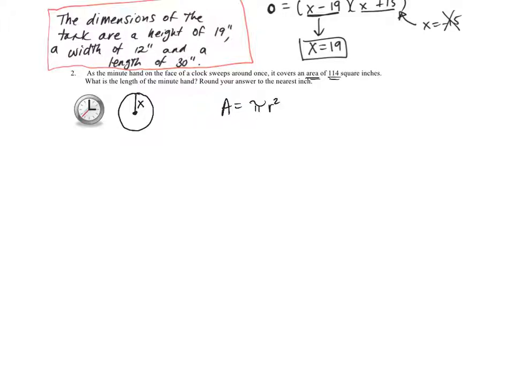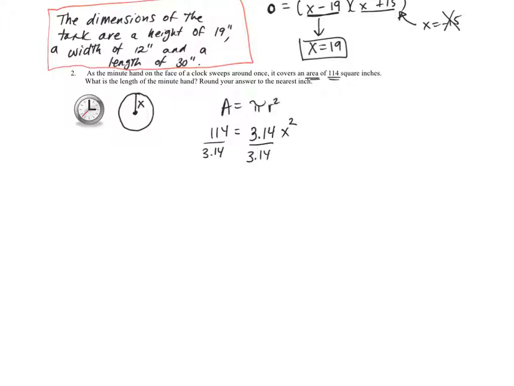So I would have, let's see, my area was 114. Pi you can approximate by 3.14. And then my radius I'm going to let be x. Dividing both sides by 3.14.